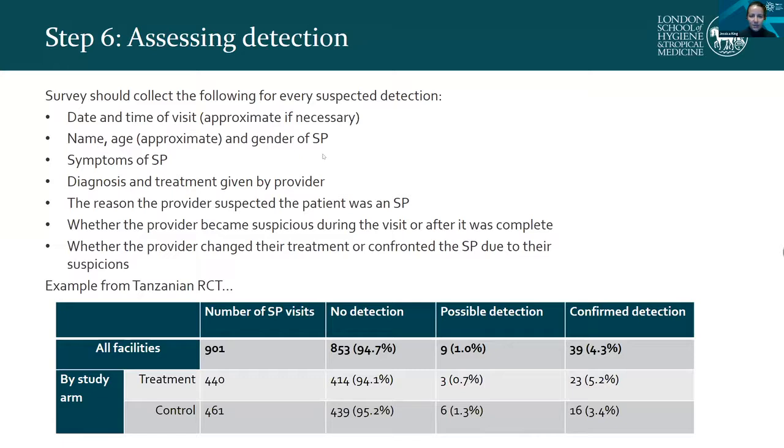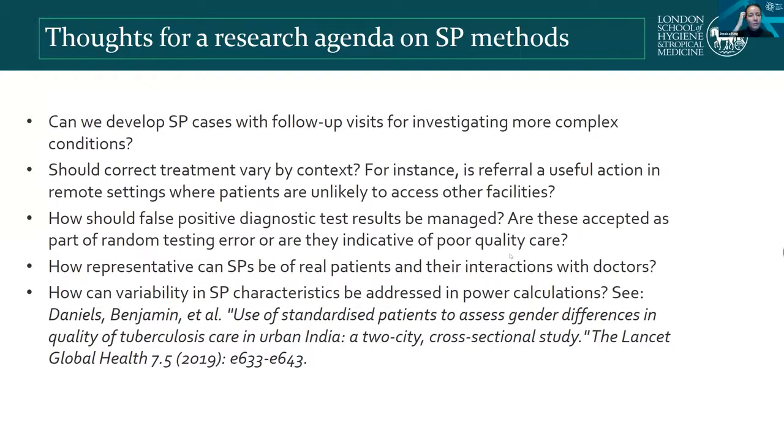Okay. So having taken you through those steps, we've got a few final thoughts on research gaps for standardized patient methodology, things that maybe we haven't been able to answer yet, such as can you develop standardized patient cases where the same field worker goes back for follow-up visits for more complex conditions? Correct treatment is still a difficult thing to define. And can you give a different correct treatment definition depending on the type of health facility that you send your patient to?